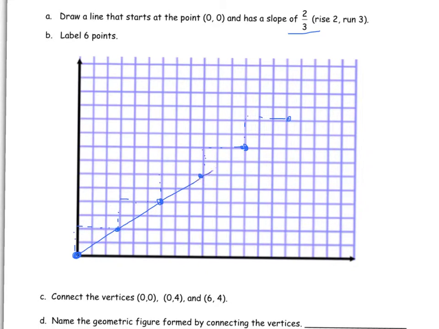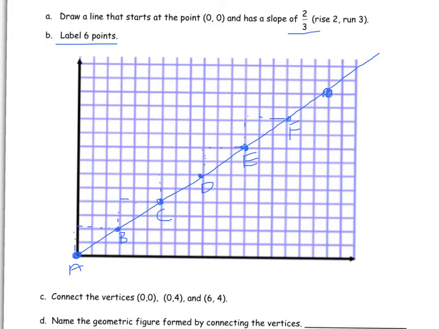So we would connect it like that. And then it says to label. So I'm going to just say this is my A, B, C, D, E, F. 1, 2, 3, 4, 5, 6. Okay, and I could have even made another point right there. All right. So then it says connect the vertices 0, 0, 0, 4, and 6, 4.